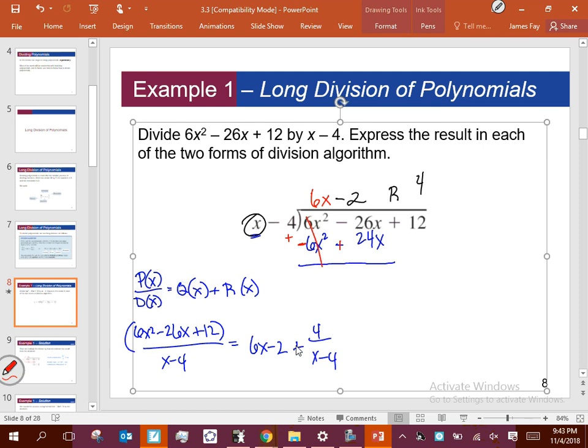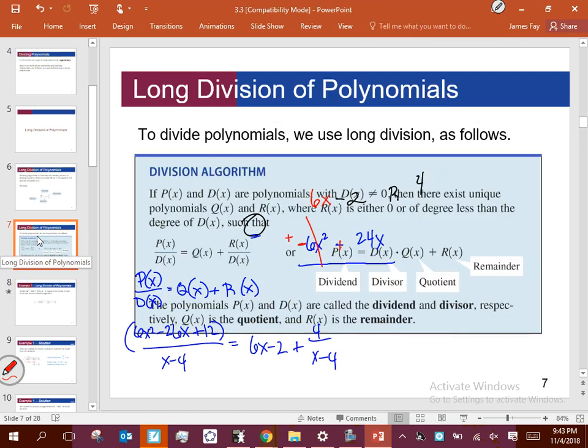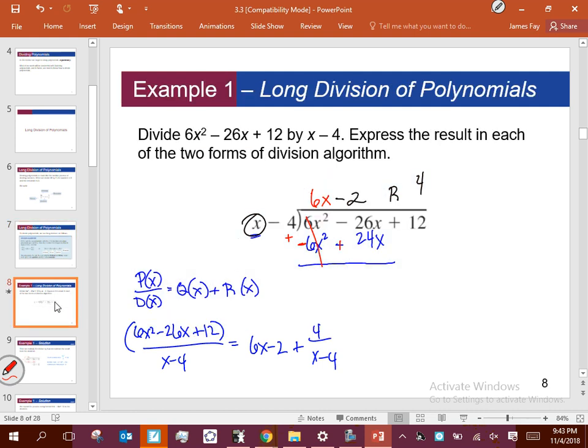Just real quick, I want to jump back to this format, with the quotient plus the remainder over your divisor. If we multiply everything by d of x, left-hand side and right-hand side, obviously they cancel there, but it gives me my quotient. I guess I did have that there. I forgot to put that there.